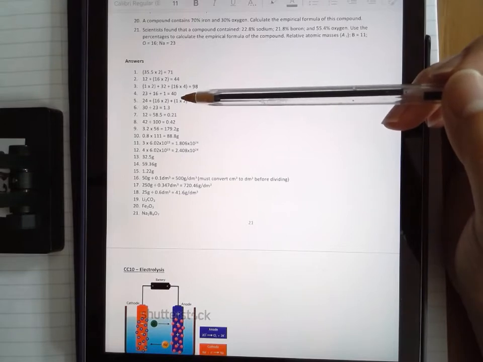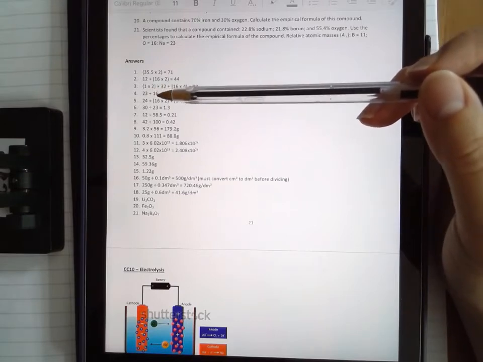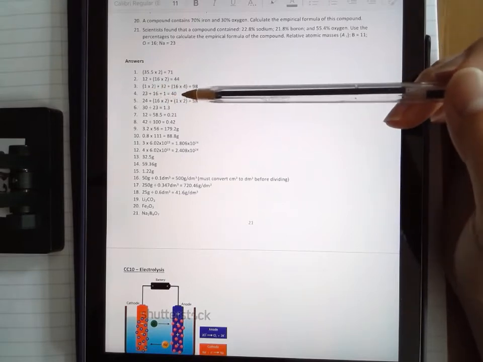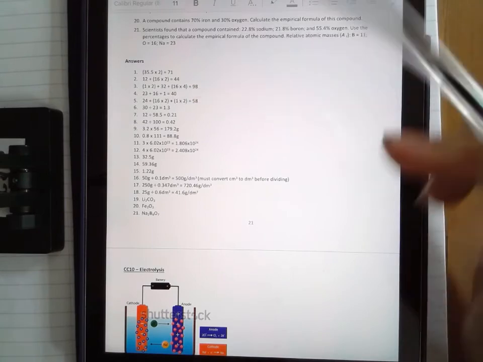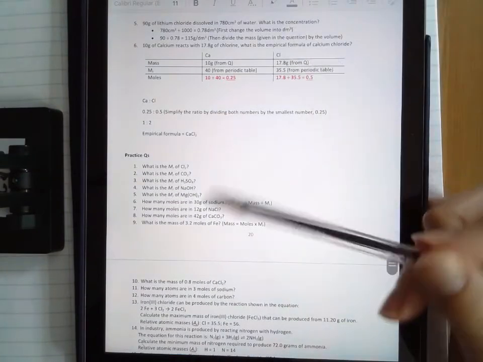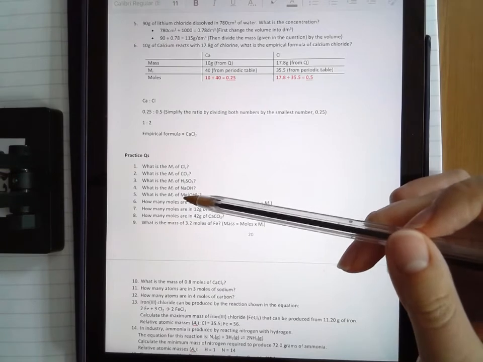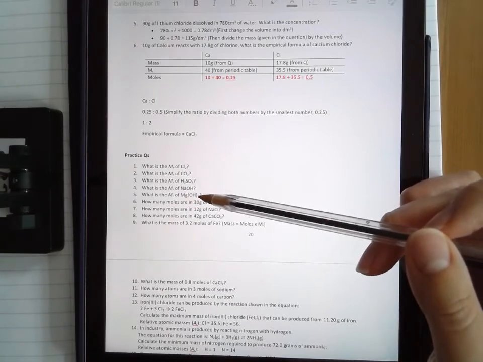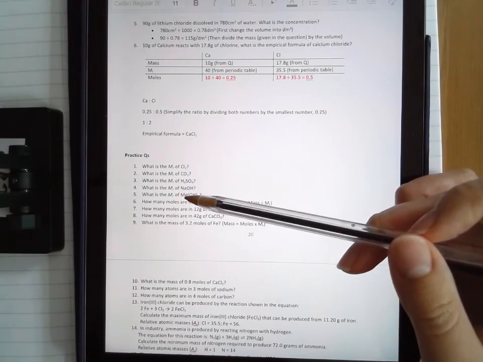Then it was NaOH: 23 for Na, 16 for O, 1 for H, gives you 40 in total. And then the last one is a little bit harder because you've got brackets in there, okay? The magnesium is outside the bracket, so I do not multiply it by 2. That means I've only got 1 magnesium.